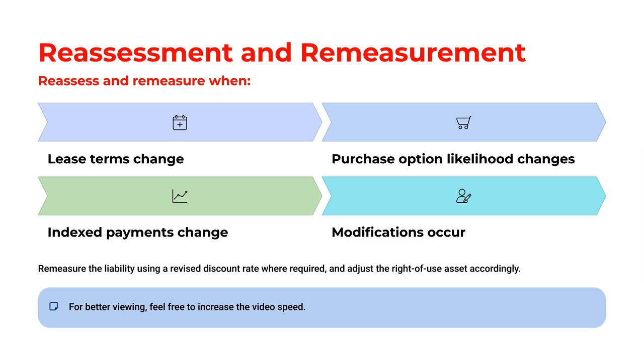Reassessment and remeasurement. Reassess and remeasure when lease terms change, when purchase option likelihood changes, when indexed payments change, or when modifications occur. Remeasure the liability using a revised discount rate where required, and adjust the right-of-use asset accordingly.